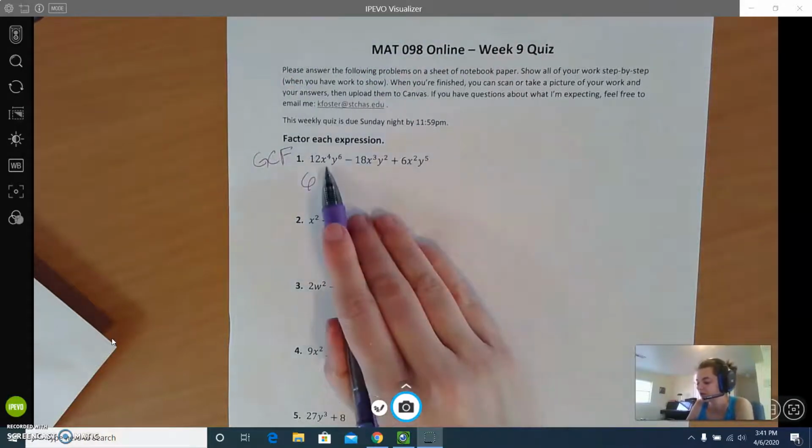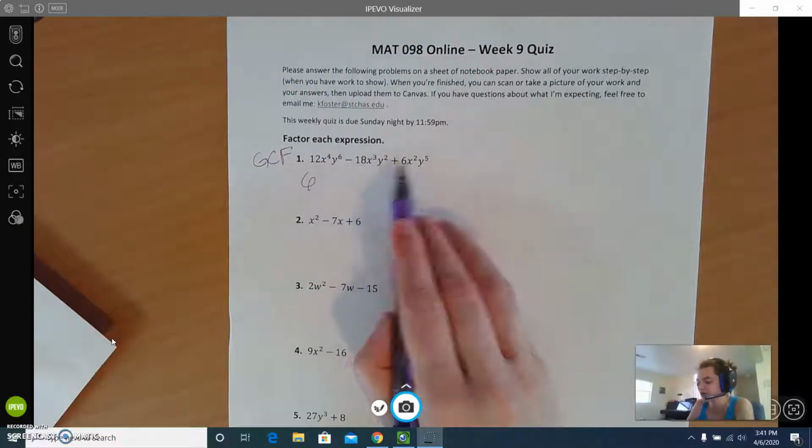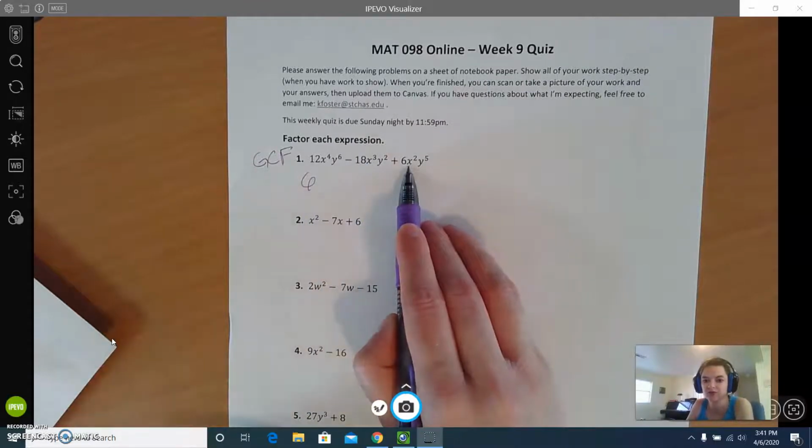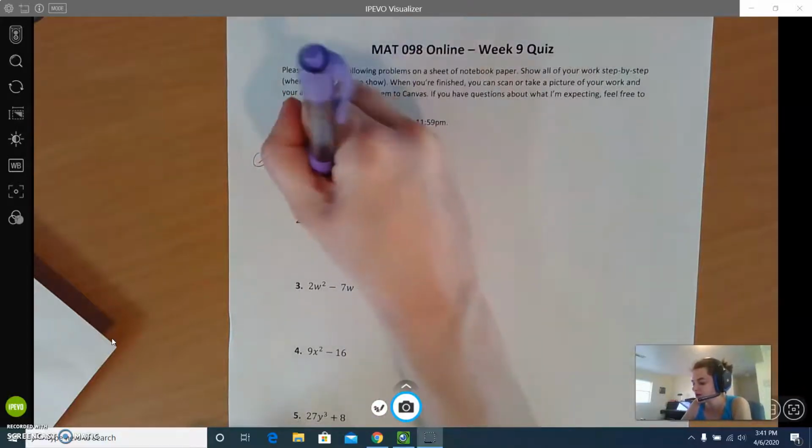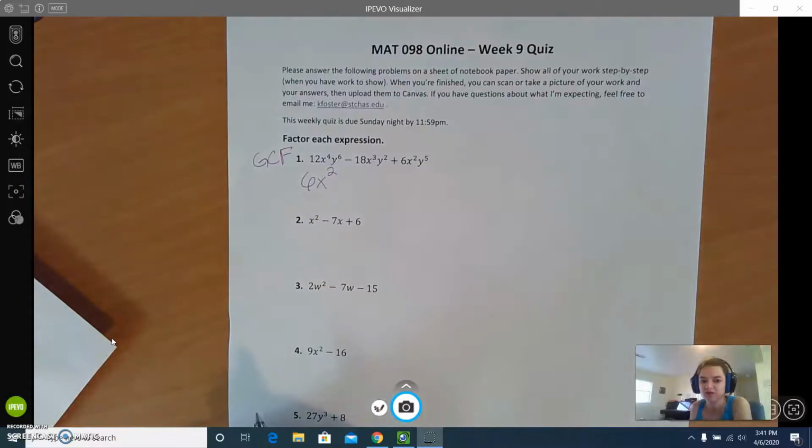Then looking at our variables, we have x to the 4th, x to the 3rd, and x squared. The most x's I could divide out would be x squared. So if it helps, it's your lowest. It's the least amount of variables that somebody has. So the least amount of x's is in that last term. It's x squared. So that's part of my greatest common factor.